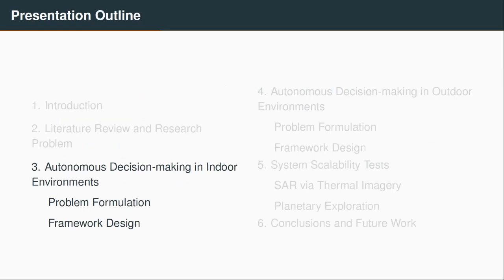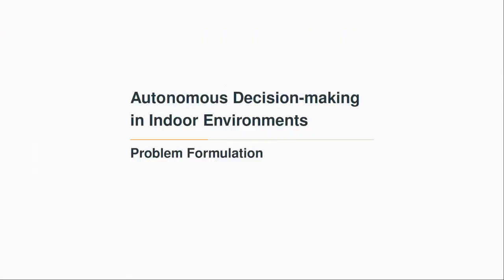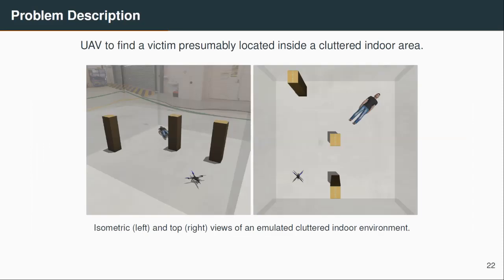Now I'm going to talk about the three core components of my contribution. The first component is on autonomous decision making in indoor environments. What I'm going to show you here are results that are published in papers 1 and 2. So the first component is the problem formulation. I'm just going to explain a generic problem description and formulation using POMDPs.